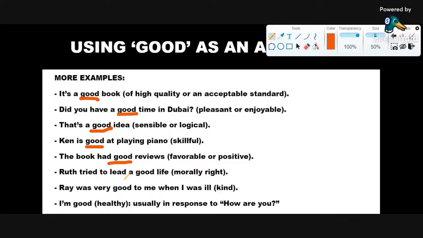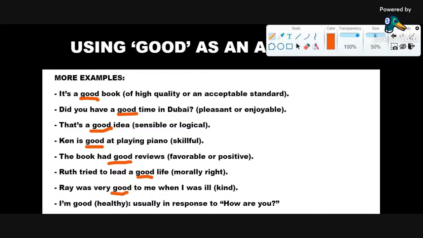Ruth tried to lead a good life. So this is now describing good behavior or behavior that is morally right. Ruth tried to lead a good life, a morally upright life, okay? So that's the meaning of good here. Ray was very good to me when I was ill. You know, the meaning of good here is kind. Ray was kind to me when I was ill.